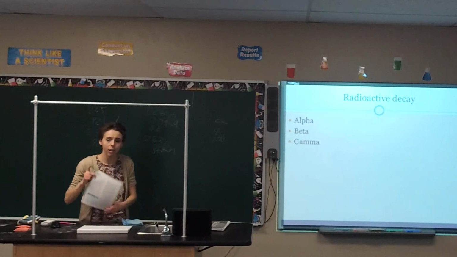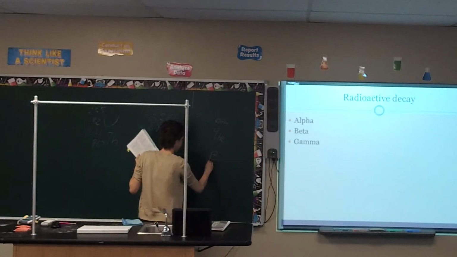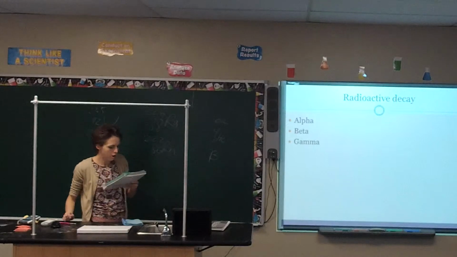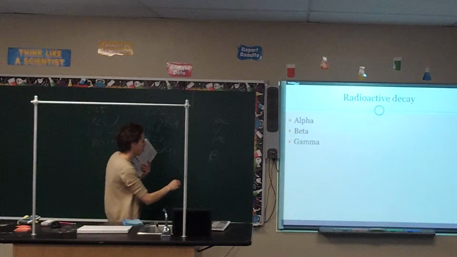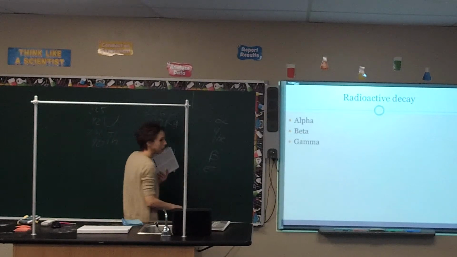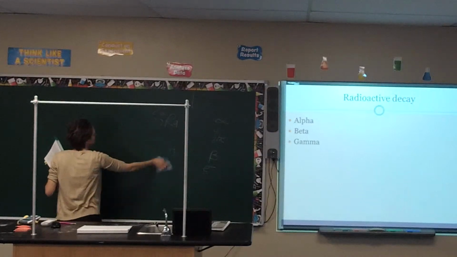So again, the symbol for beta looks kind of like a bee with a tail. That's the best I can do to draw it. So beta looks like a bee with a tail, and it'll kick off an electron or a negatively charged substance to balance out its change from a neutron into a proton.